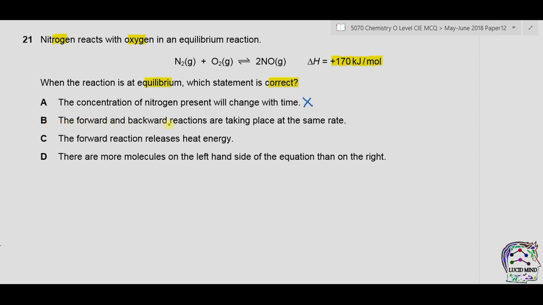B. The forward and backward reactions are taking place at the same rate. This is true because at equilibrium the rate of forward reaction is equal to the rate of backward reaction. C. The forward reaction releases heat energy. Now we can see that the reaction is overall endothermic. It means that the forward reaction is endothermic, so the forward reaction absorbs heat energy.